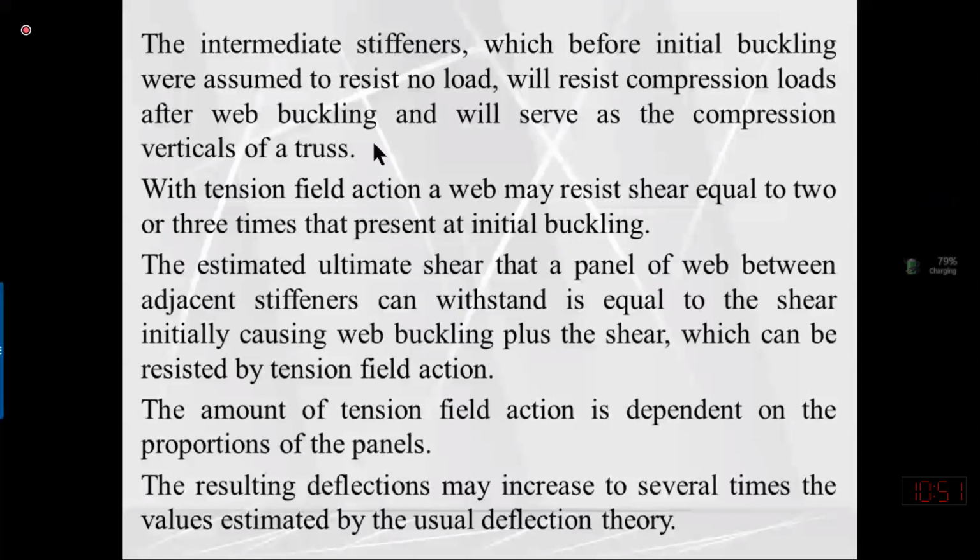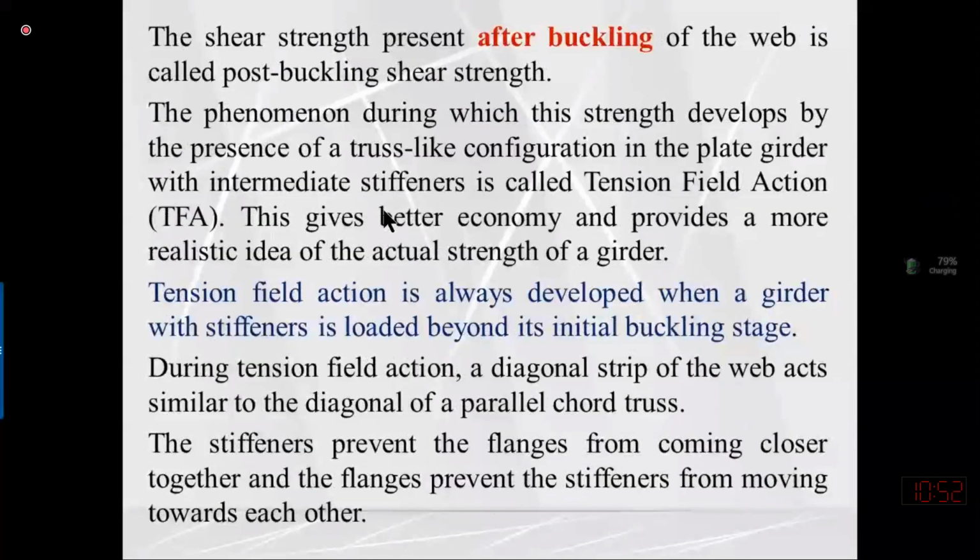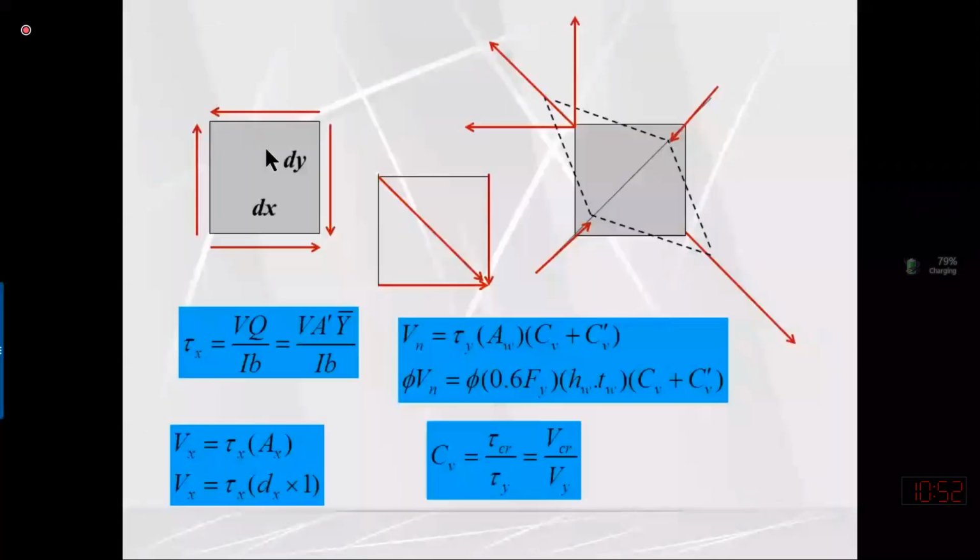With tension field action, a web may resist shear equal to 2 or 3 times that present at initial buckling. So what does it mean? It means that tension field action contributes a shear capacity almost 2 to 3 times more than the web buckling strength. So what does it mean? Let's suppose this is constant, this Cv value is the fraction of the strength available due to web buckling alone.